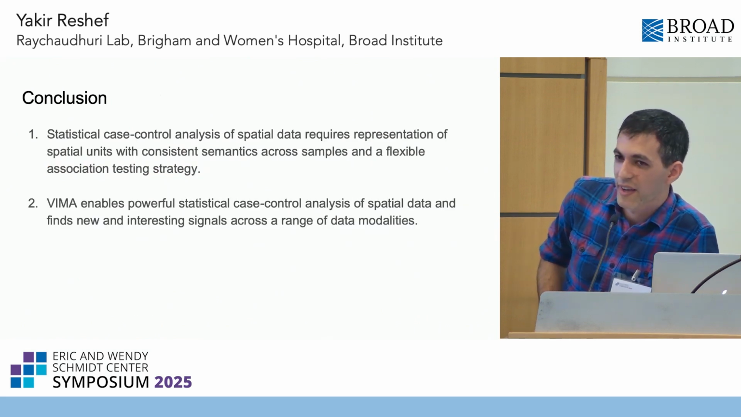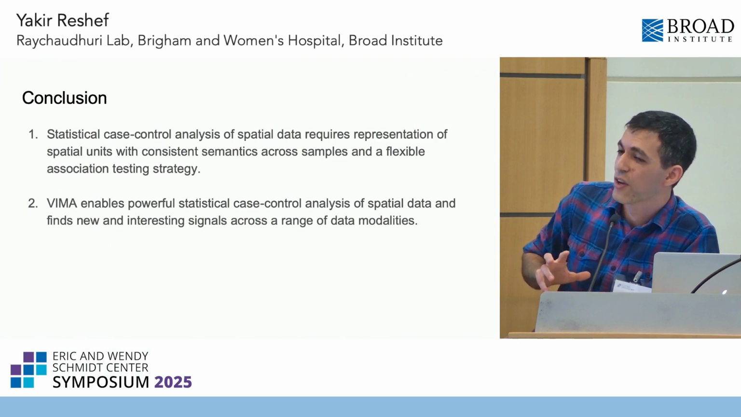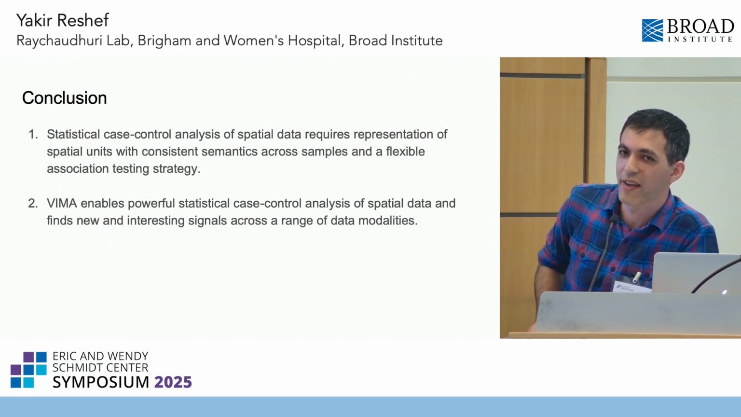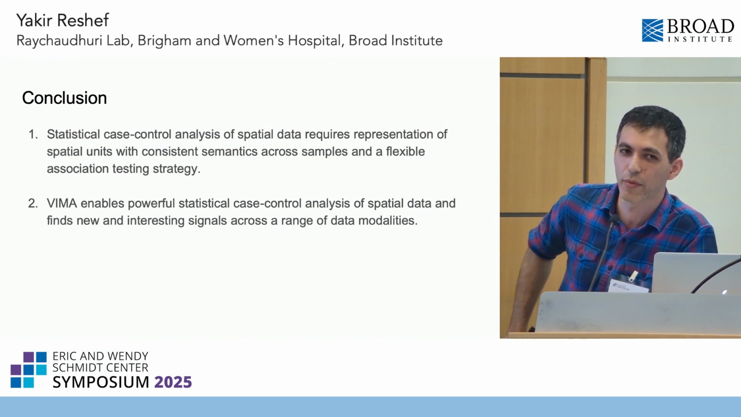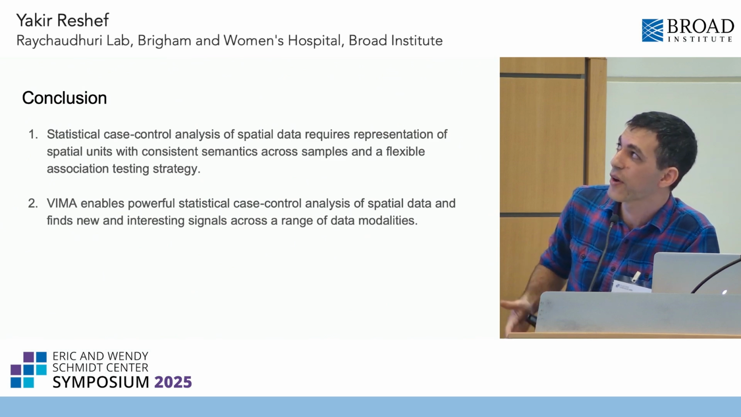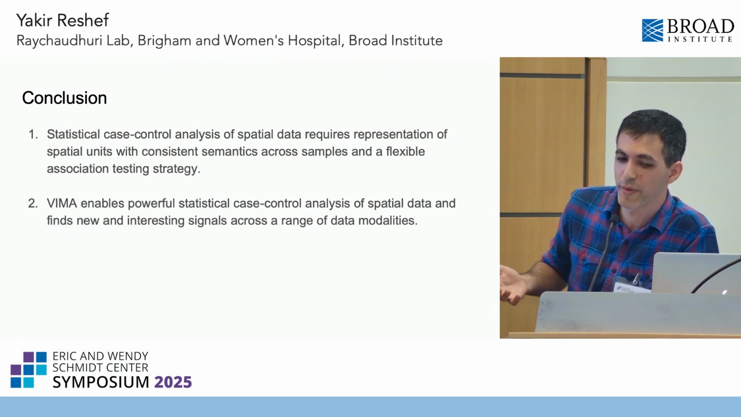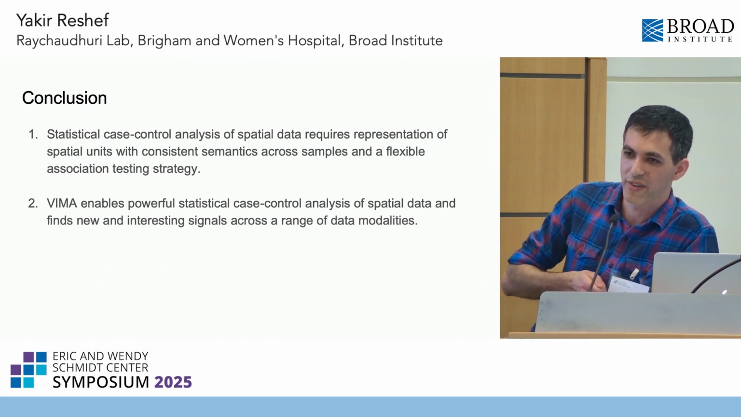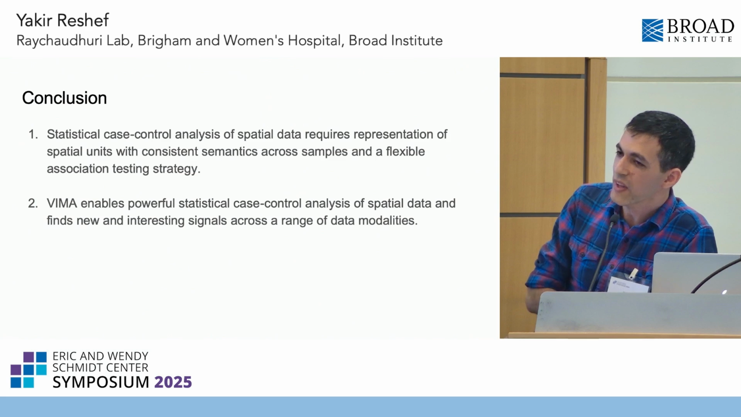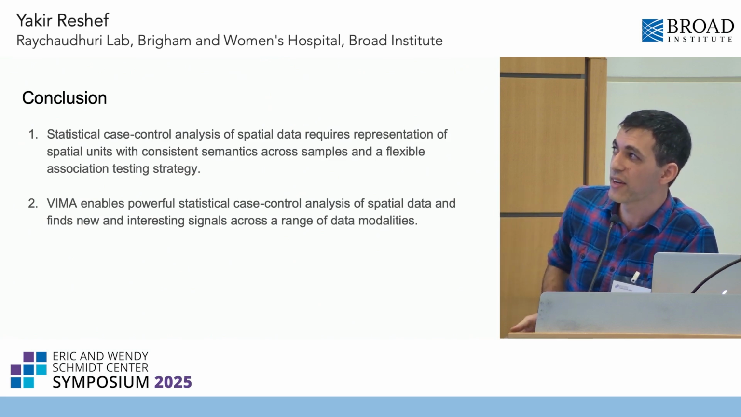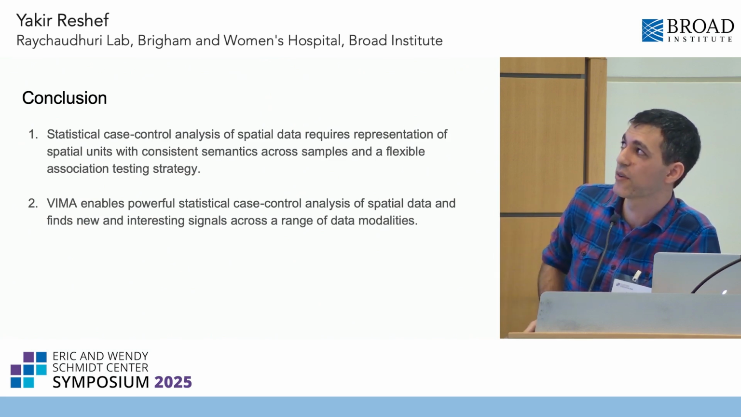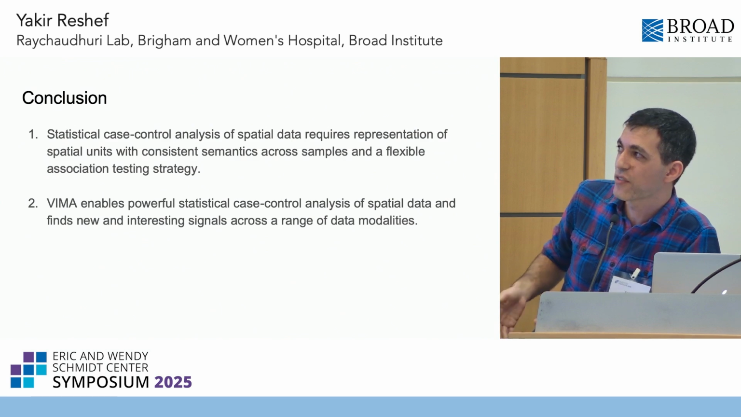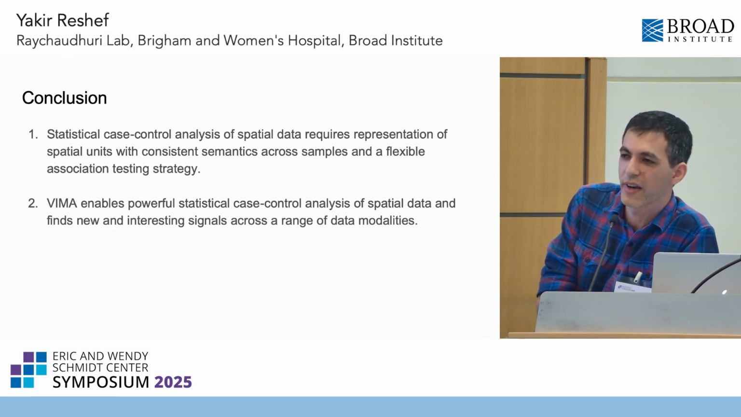So what I hope I've shown you today is that statistical case control analysis in spatial data is really a bit of a different problem that has different requirements than some of the other things that we're talking about in the spatial realm. If you want to do this, you really need a representation of spatial units that gives you consistent semantics across samples, and you need a flexible association testing strategy that can represent samples in a very rich way. And I hope I've shown you that our method VIMA enables powerful statistical case control analysis of spatial data, and that it finds new and interesting signals across a range of data modalities.